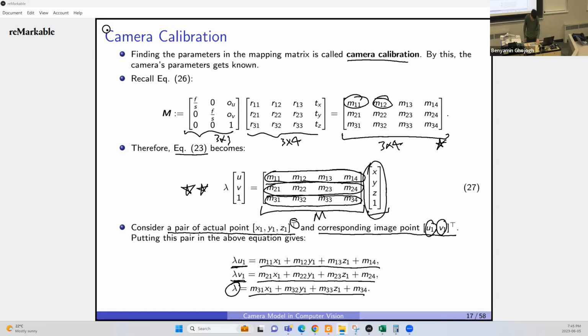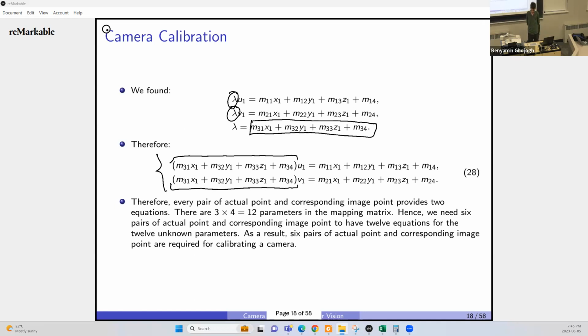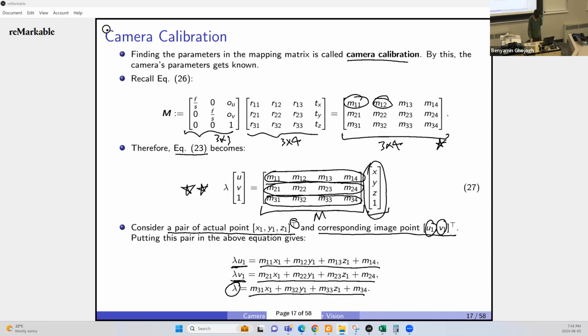How? So we have this, I have repeated them. Do you agree that here, rather than lambda, I can put this? Rather than lambda also, I can put it here. So I have two equations. How many parameters do I want to find? 3 by 4 equals 12 parameters in the mapping matrix, right? These were what we wanted to find. 3 by 4, 12 parameters we have.